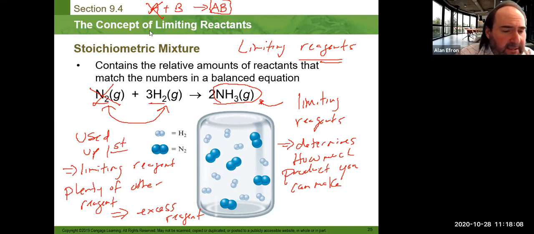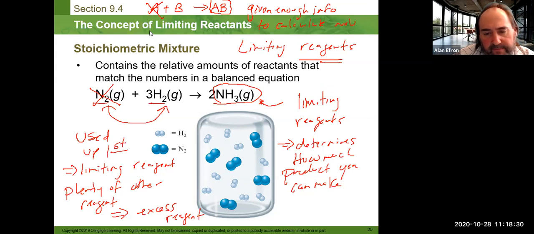How do you know it's a limiting reagent problem and not sort of a basic stoichiometry problem like we've been talking about? The very key way to basically determine that it's a limiting reagent problem is you're given enough information to calculate the moles of all your reactants.